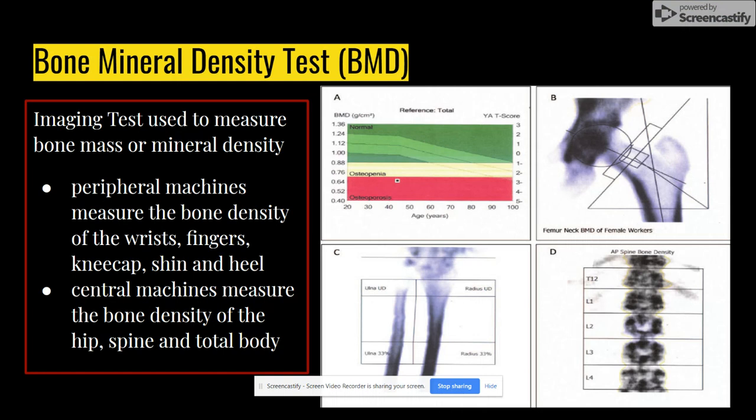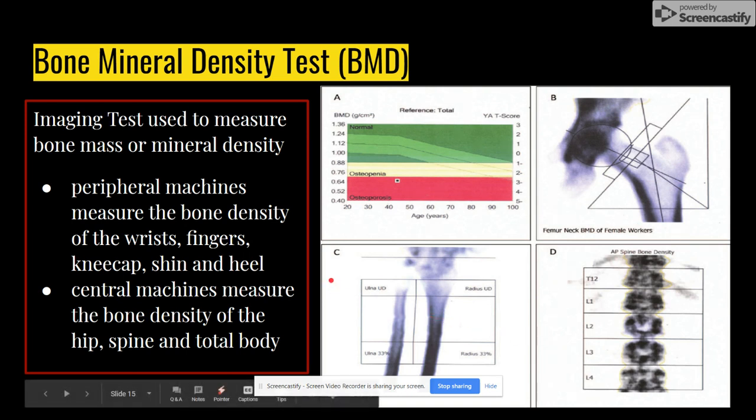Okay, so bone mineral density test. This is going to use imaging to measure bone mass or mineral density. So there's two types of machines. We have peripheral machines, which are going to measure bone density in the wrist, the fingers, kneecap, shin, heel. So all of those smaller appendages. Peripheral machines are lightweight. They're fairly portable. So they're going to be smaller machines.